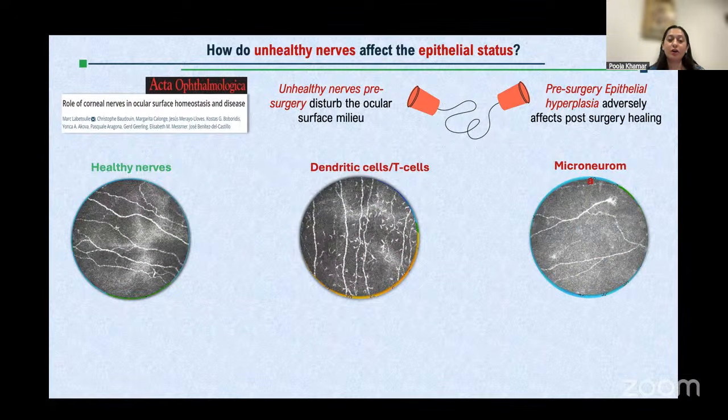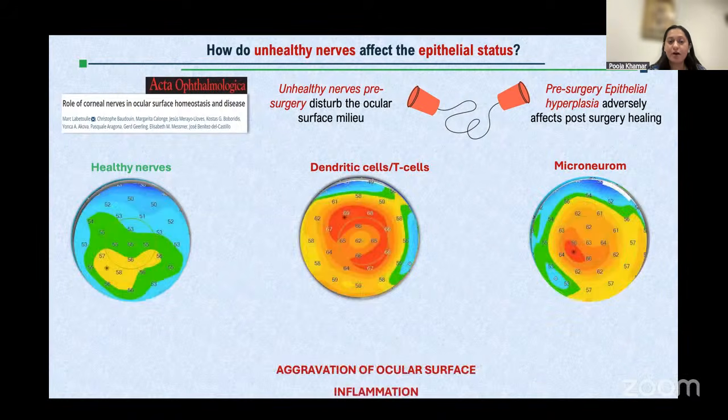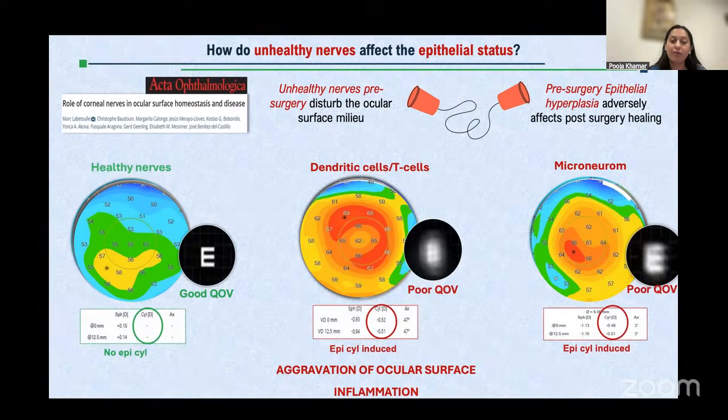So you don't need to have corneal nerves, but even if you have epithelial map in your practice, it gives you a lot of information about how the internal health of the cornea is. And when you do any kind of surgical intervention on this patient, be it your LASIK or SMILE, post-operatively, there is going to be an aggravation of ocular surface inflammation. The epithelial remodeling is going to be quite erratic, and these are the patients who are going to have poor quality of vision. So a patient who has a healthy nerve or healthy epithelium, they're going to have a good quality of vision. But if the epithelial healing is erratic, they are going to have a poor quality of vision.